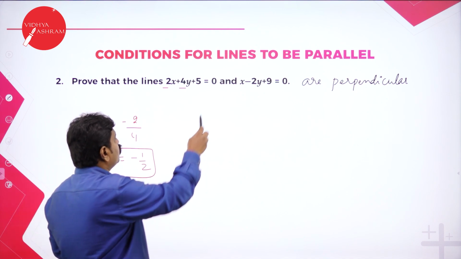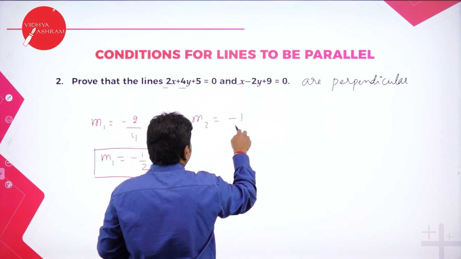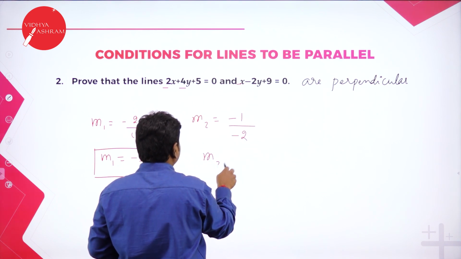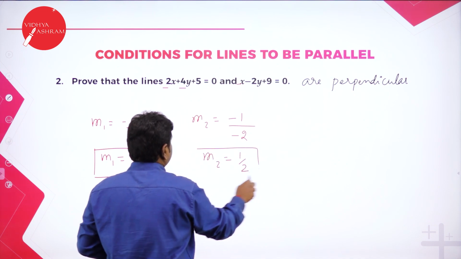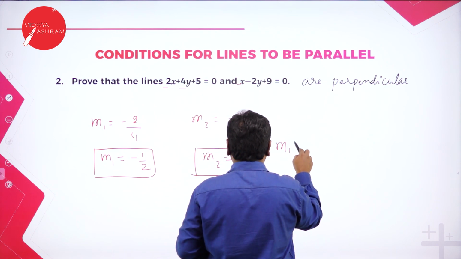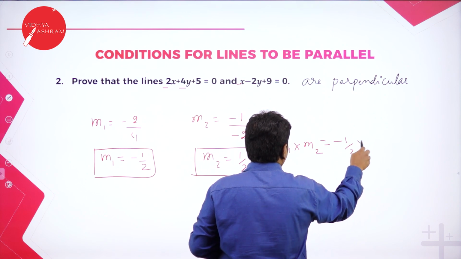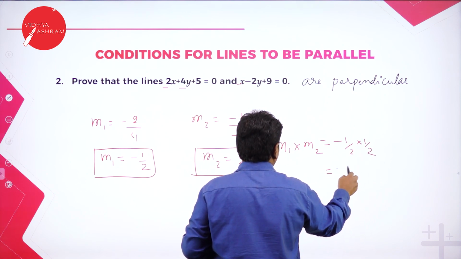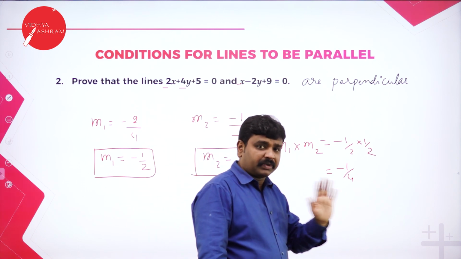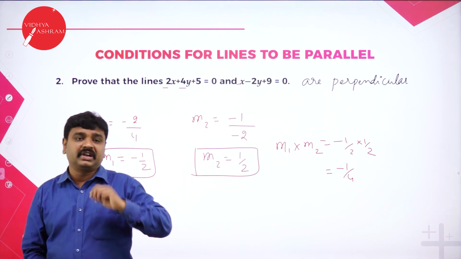And I'll find the slope of the second line, m2. m2 means slope of this, minus the coefficient of x, which is 1, divided by minus 2. What is m2 now? Half. Now I'll multiply these two. m1 into m2 is minus 1 by 2 into 1 by 2. They are not perpendicular and they are not parallel. We can just find the angle between them. They are not parallel because slopes are not equal, and the product of slopes is also not minus 1, so they are not perpendicular.